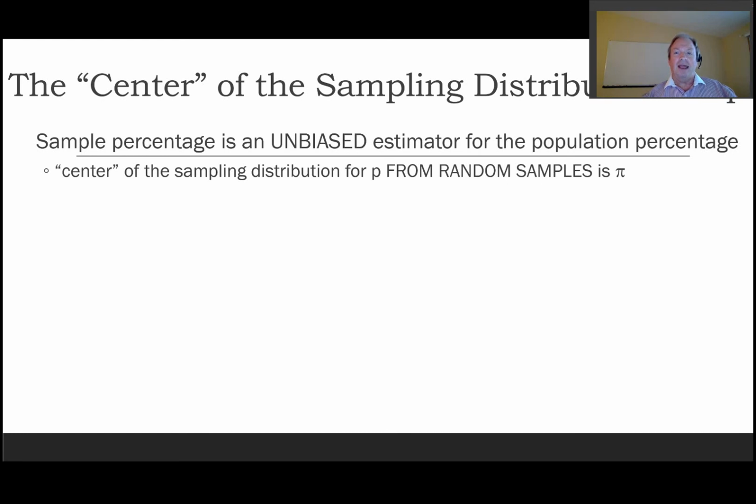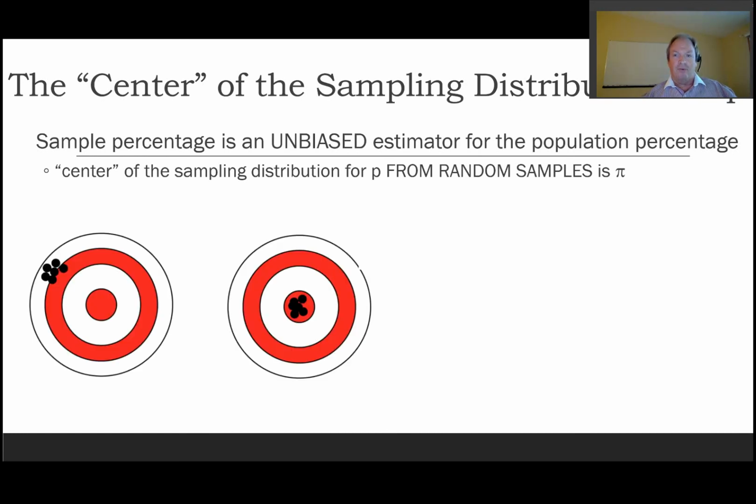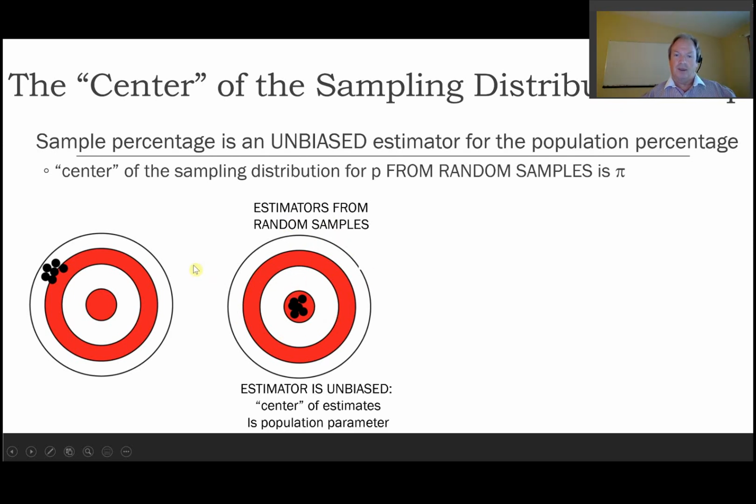And I want to go back and talk about this bullseye analogy we looked at before. So these would be estimators from a random sample. Again, remember, we're trying to hit the bullseye, the parameter here. And if we take random samples, they're going to be centered around the bullseye. So we say here that our estimator is unbiased. The center of the estimates is the same as the center of the population parameter.